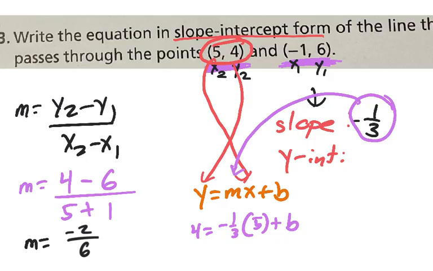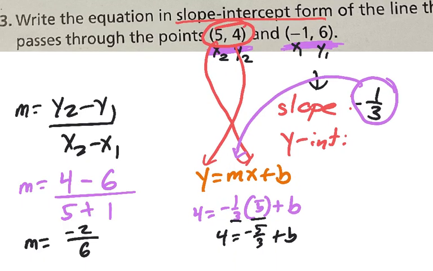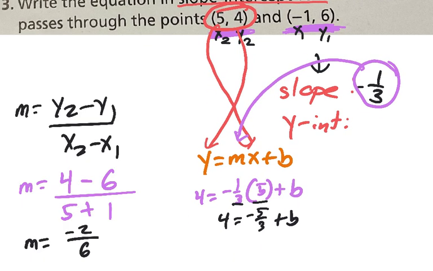And so now then it's just a 2-step equation. Right? Get b by itself. So first I need to multiply. Negative 1/3 times 5 is negative 5/3. Then add 5/3 to both sides. So negative 5/3 plus 5/3 cancels. So that's going to leave me with b equals, and then adding 4 and 5/3.